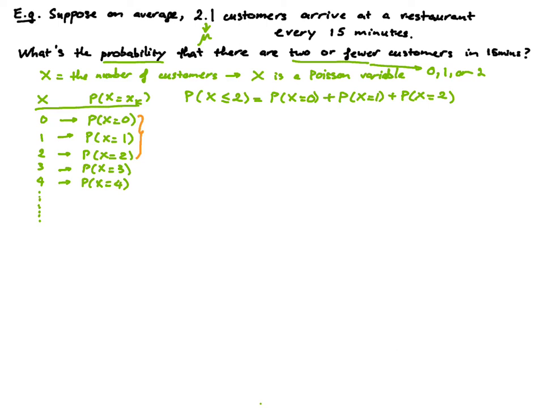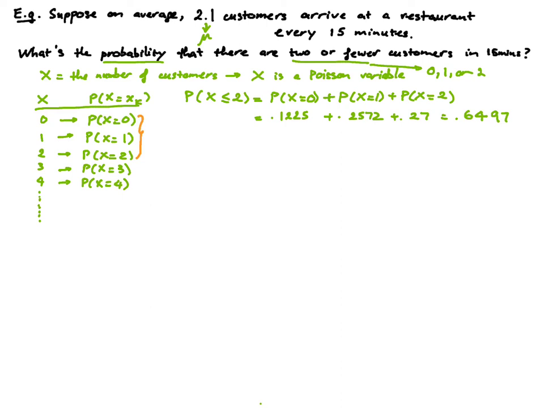So we have 0.1225 plus 0.2572 plus 0.27, and if you do the math, you get 0.6497 as the answer. Okay.